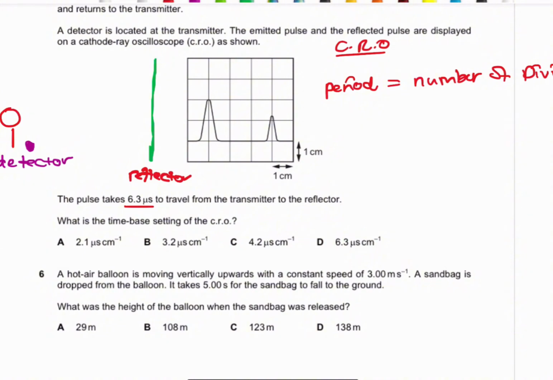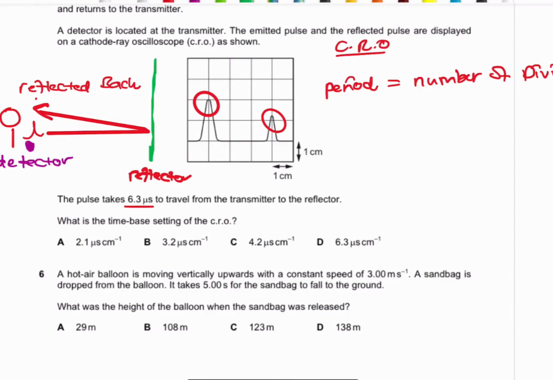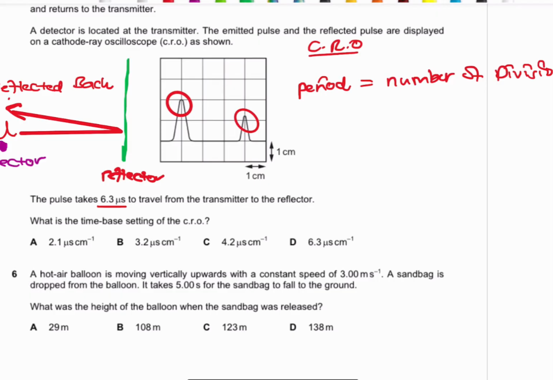So it's going to emit a pulse. As it emits a pulse, we'll see this pulse being formed. As that travels and is reflected and comes back, we're going to see this pulse again when it arrives at this position. So this is when it is reflected back, then we'll detect it again. But if it takes 6.3 to travel from the transmitter to the reflector, the period is the time taken from this point to arrive to that point.